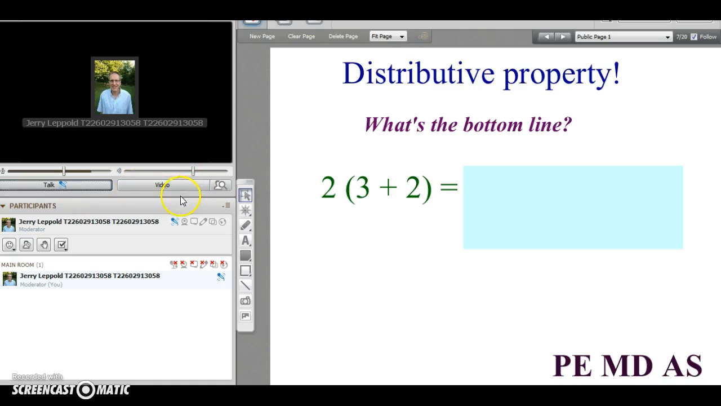I'm here to talk about distributive property. So what's the bottom line for distributive property? Well, let's suppose you have something like this here, 2 times 3 plus 2. How would you use the distributive property?